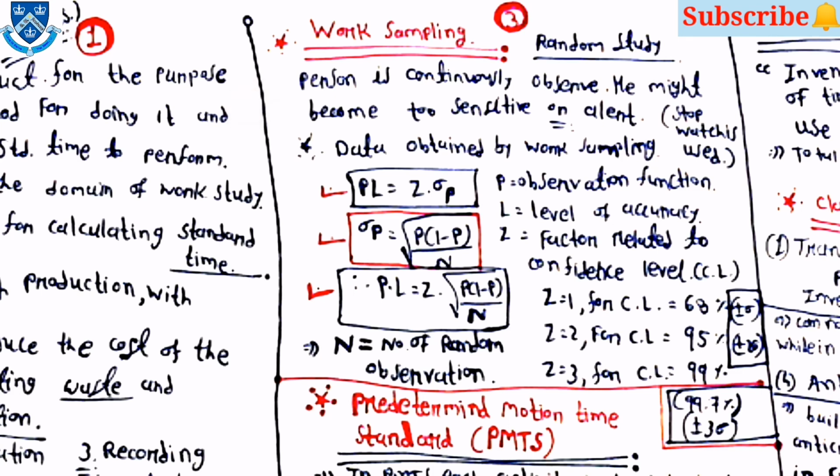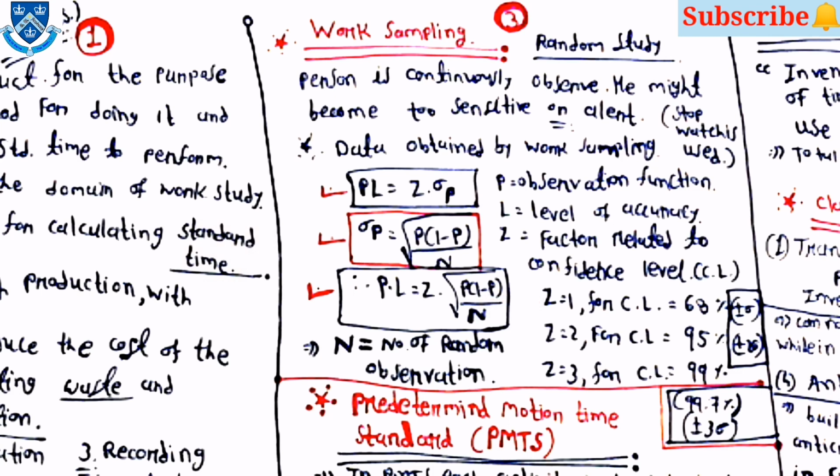Then data obtained by work sampling: P into L is equal to Z into sigma P, where sigma P is equal to under root P into (1 minus P) upon N, so P into L is equal to Z into under root P into (1 minus P) upon N. Here P is for observation function, L for level of accuracy, and Z for the factor related to the confidence level, or you can say the CL.